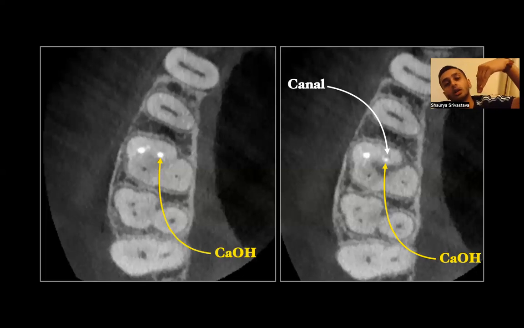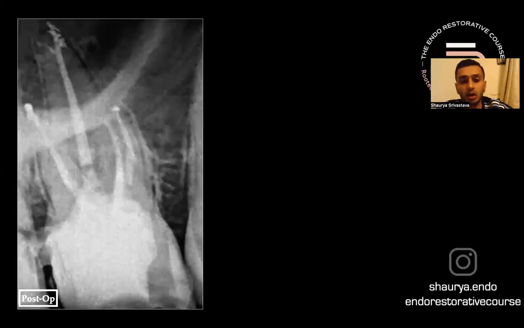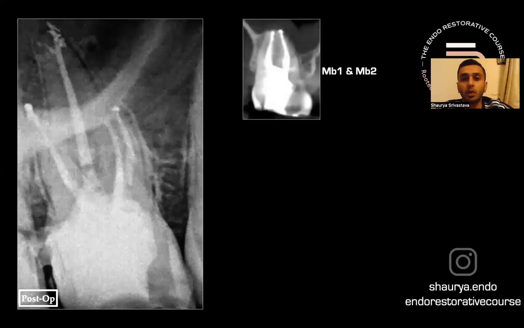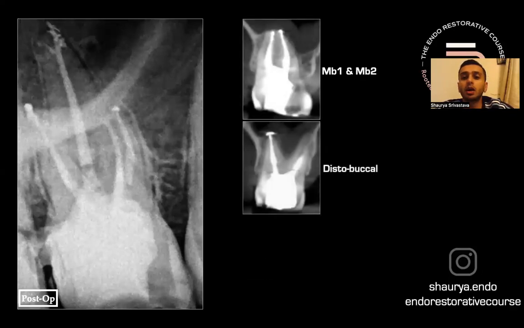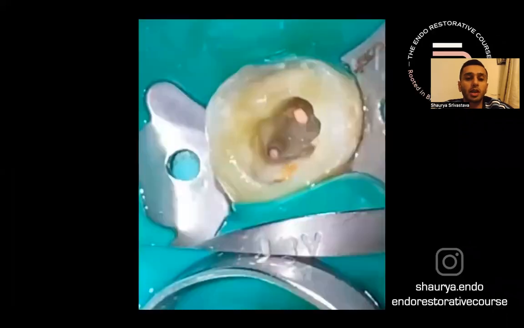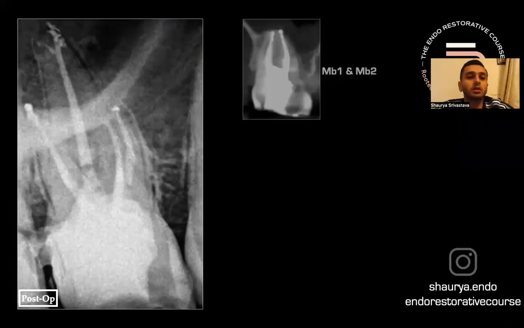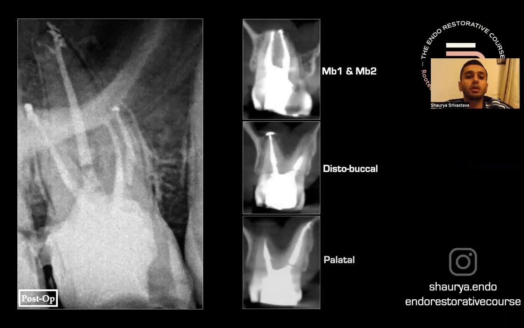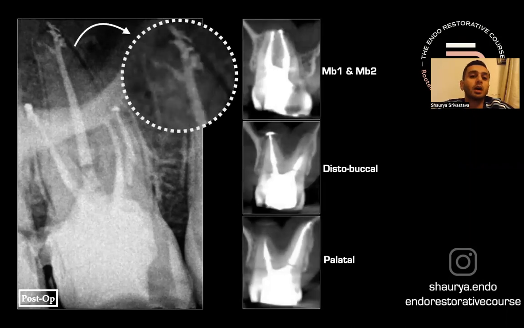I re-contoured where my ultrasonic should be, re-gauged it, changed my access, and went hunting for that canal, and I found that canal. As you can see over here, that's my MB1, MB2, well filled, my distal buccal well filled, and my palatal very well filled. Some sort of lateral anatomy got filled in the palatal, as you can see. You might think, oh my God, your irrigation protocol must be good. No, this is by fluke. I did not intend to do that.